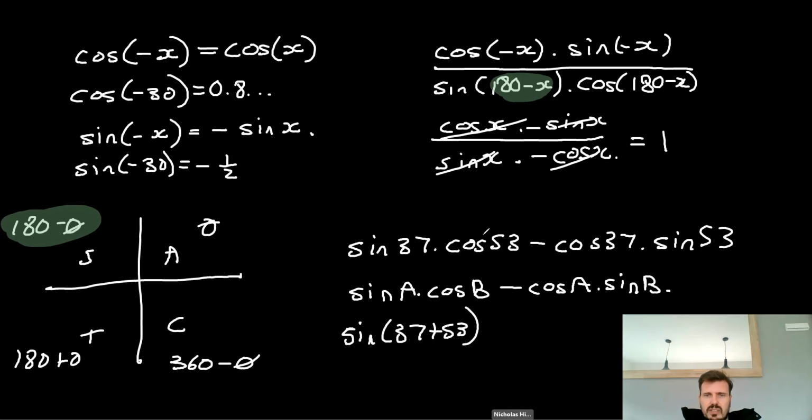Specifically, why did I choose 37 and 53? Because they add up to 90, which is a special angle. So we know that sine 90 is again 1.